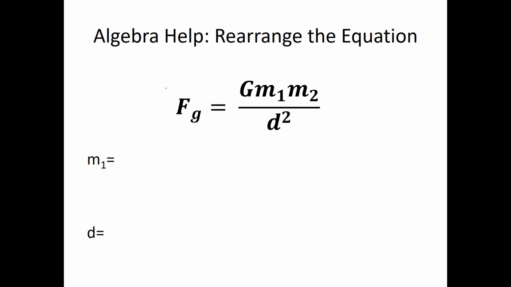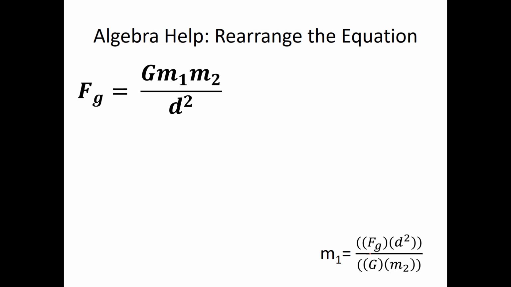Okay, so help rearranging algebra, the equations. If you're going to solve for mass 1 or mass 2, you'll do this the same way. When you're trying to solve for mass 1 or mass 2, they're in the numerator, so your first step is to multiply out the d squared.